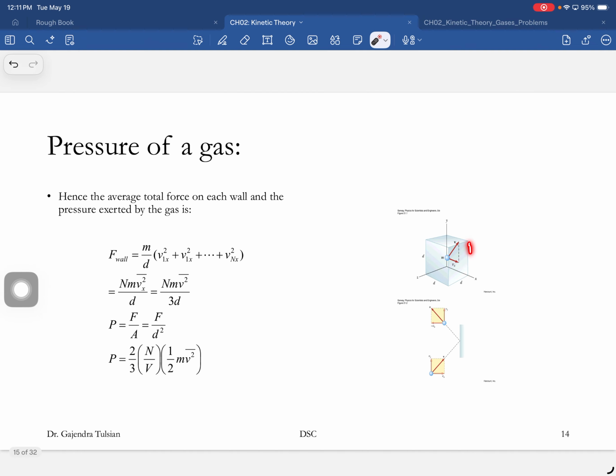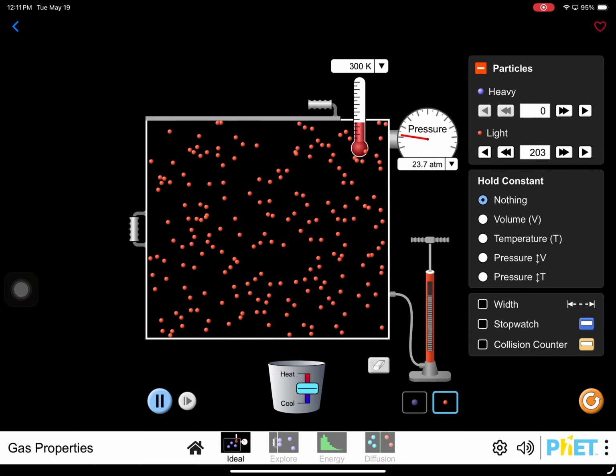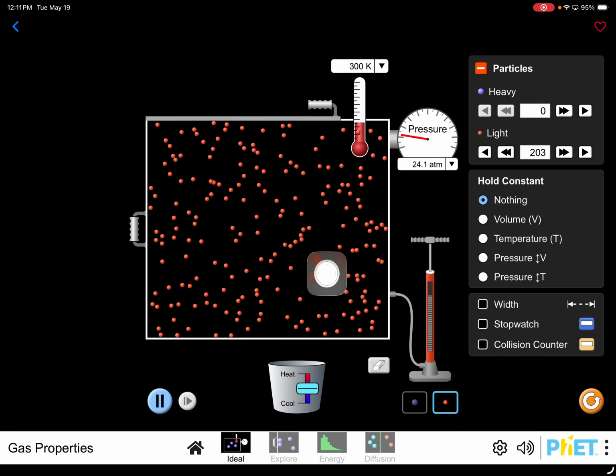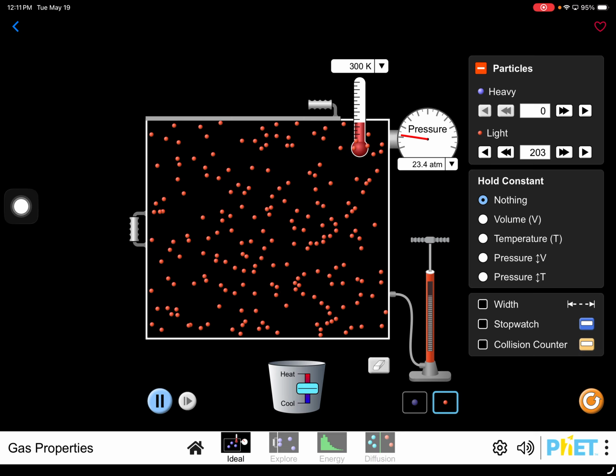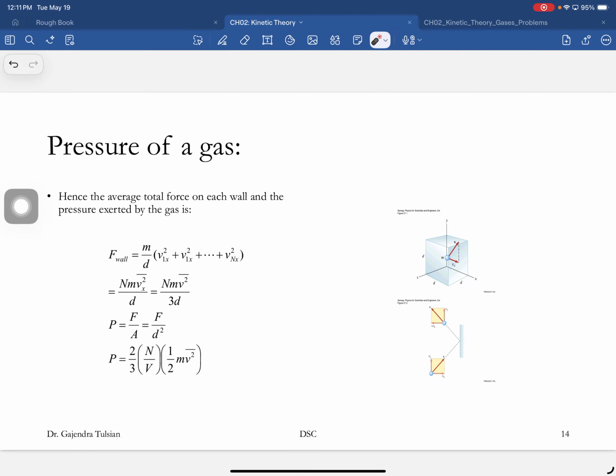What is the total force on the wall? The force due to all these molecules hitting on the wall. So let's add up all the molecules. If there are N molecules, the force exerted by all the N molecules. Now every molecule is going with a different speed, you can see that. So what we're going to do is N times the average, so that is the force on that wall: N times m v_x squared divided by d.